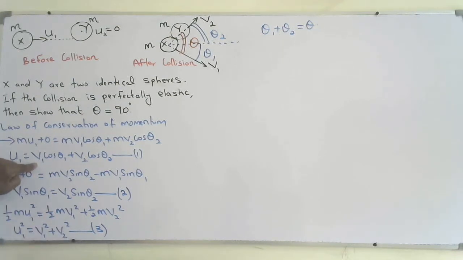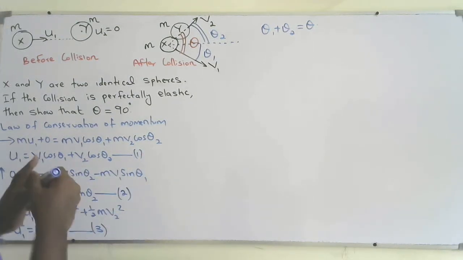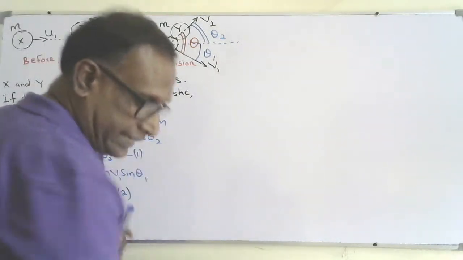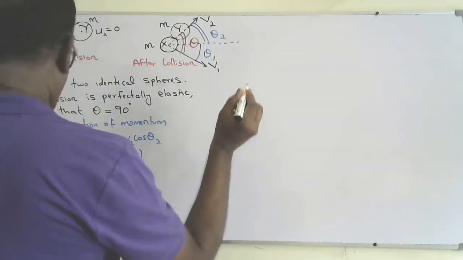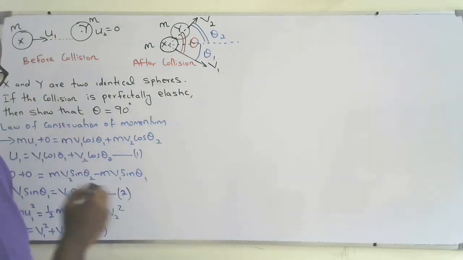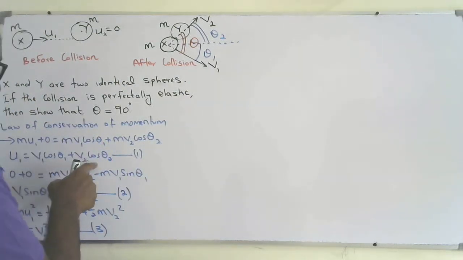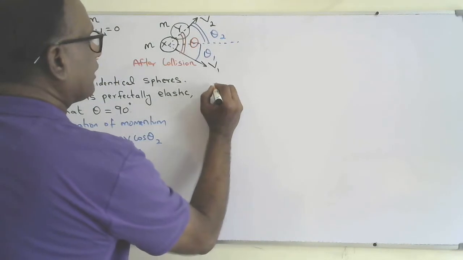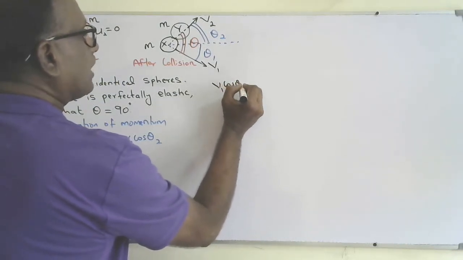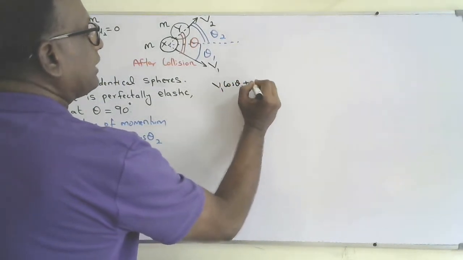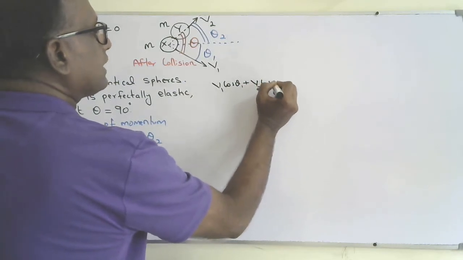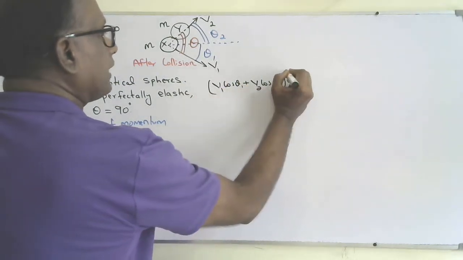So here U1 is equal to V1 cos theta 1 plus V2 cos theta 2. I'm going to substitute that instead of U1 squared here. So I can use equation 1 in equation 3 if I write it again. So I can say like this. I'll use black ink for that. U1 square, instead of U1 square, I can write V1 cos theta 1 plus V2 cos theta 2, all things squared.